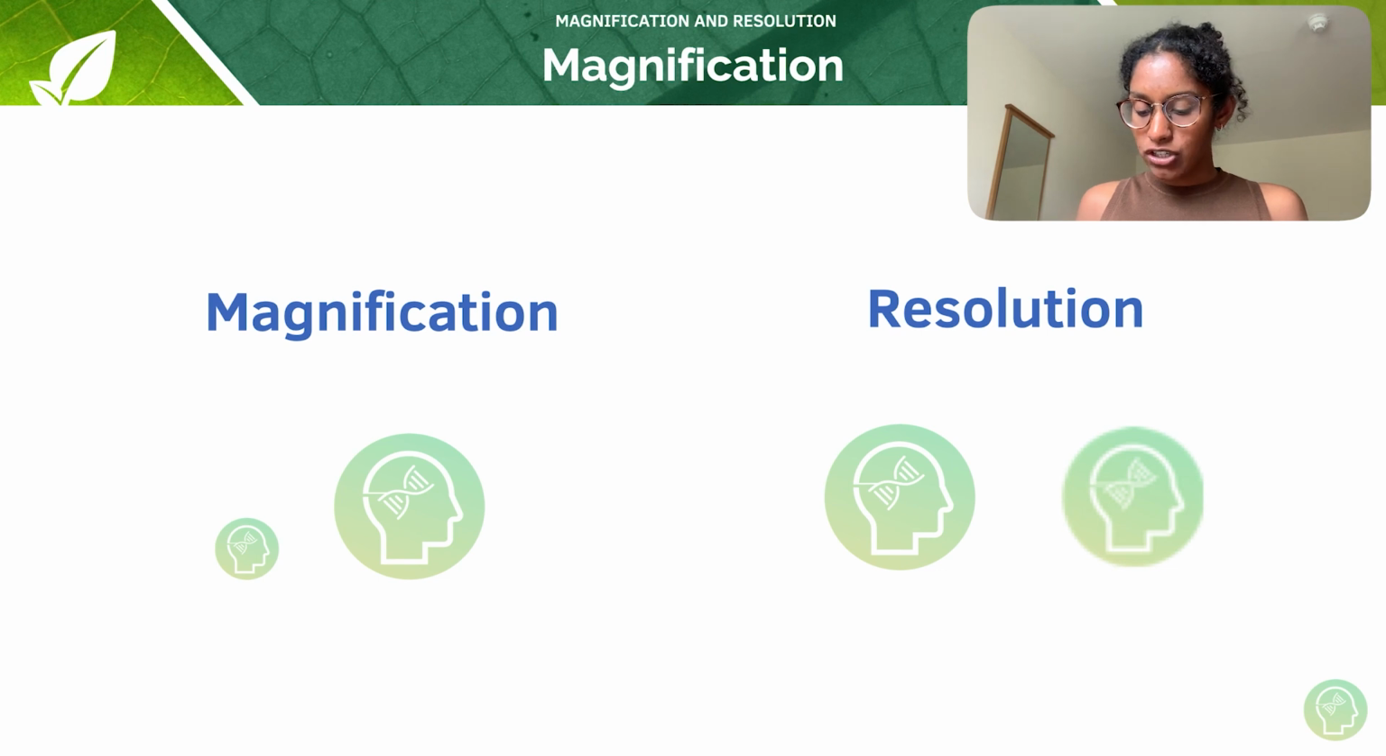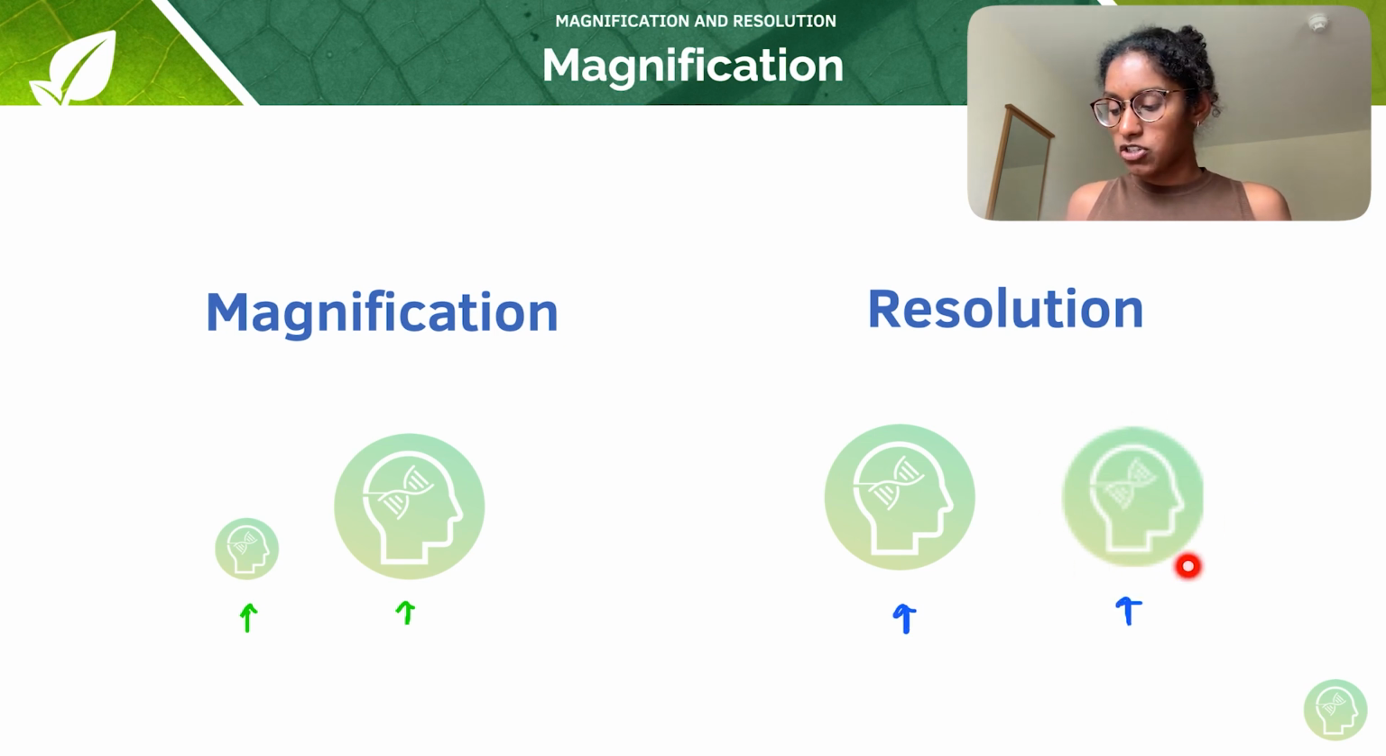So magnification is the size of the image compared to the real size of the object. So you can see that these are different sizes here. Whereas the resolution is the ability to tell the difference between 2 points. So you can see that the resolution of this image here is worse than the resolution of this image.